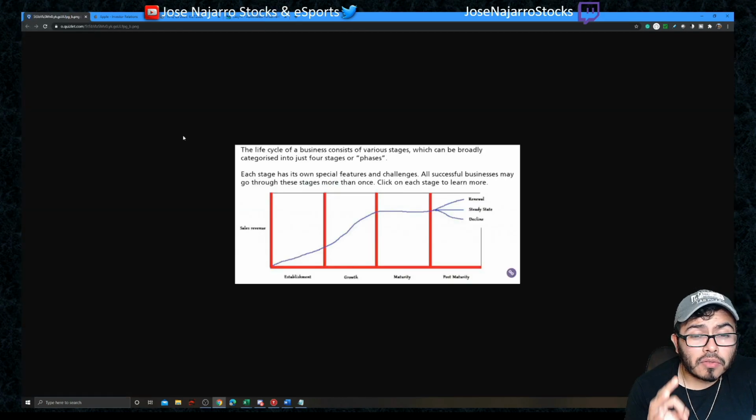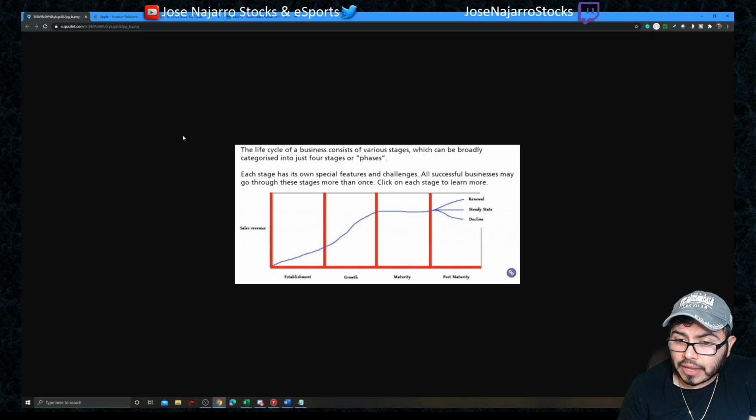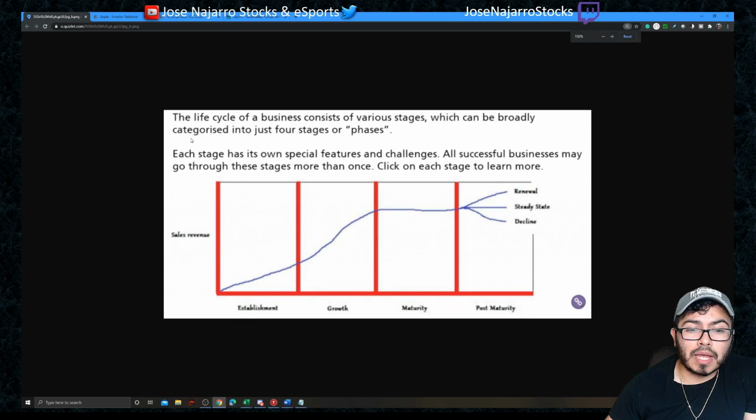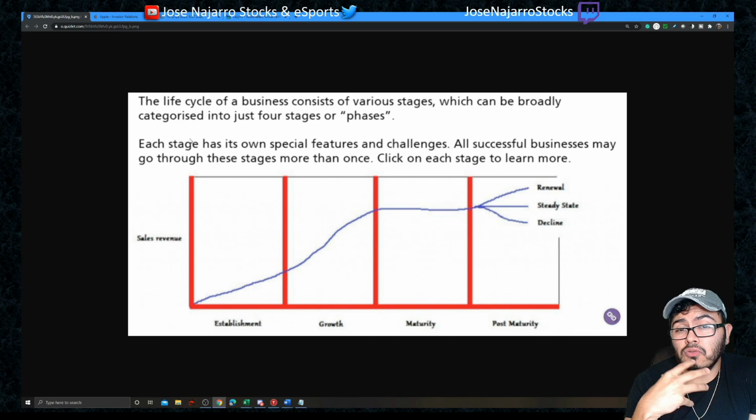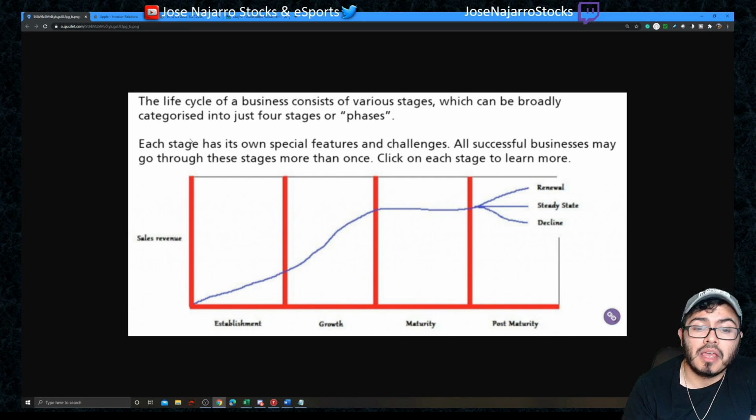So I do believe the first thing before taking a look at any of these documents, and I'm going to show this in all three episodes of the series, is understanding what stage the business that I'm about to do a fundamental analysis on is in. Because I do believe that this determines a lot of how I view the company's balance sheet and their income statement and their cash flow.